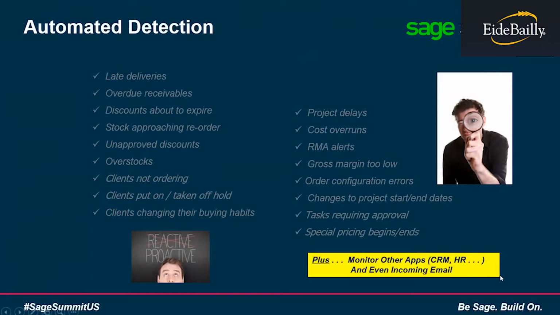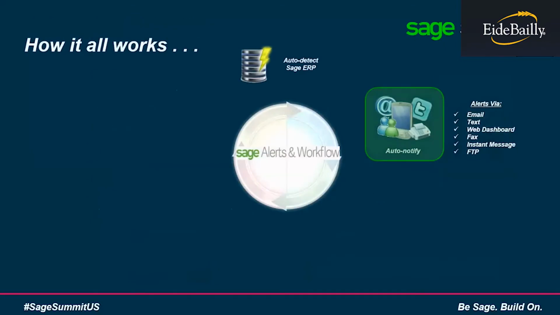Do note the little bit in yellow, or yellow-green, I should say, at the bottom right of this slide. Although we're focusing our conversation today on what Alerts and Workflow and operational business intelligence can do for your Sage ERP application, please know that this is an enterprise-wide monitoring and response technology. So outside of Sage ERP, if you have other business applications, whether they're from Sage or some other vendor, or even are homegrown, Alerts and Workflow can monitor and respond to conditions in those apps as well.